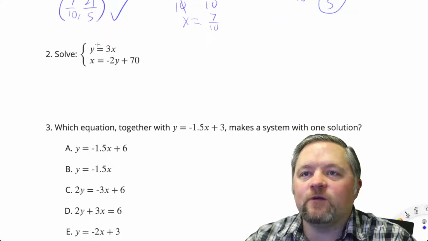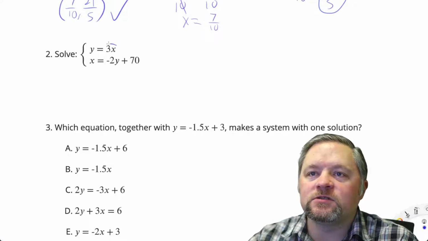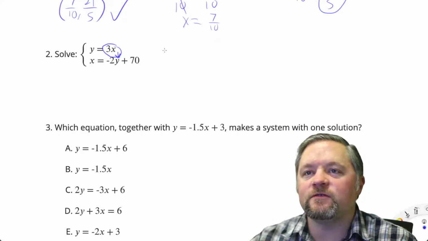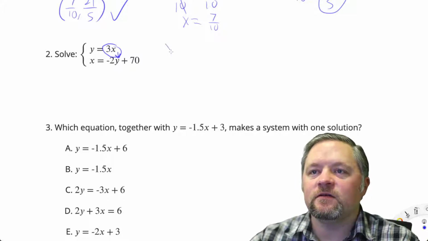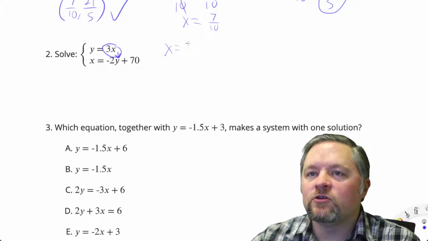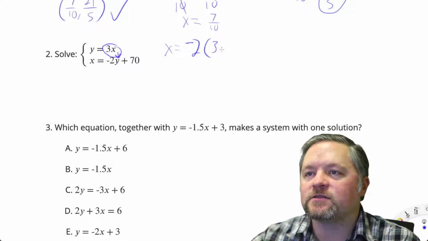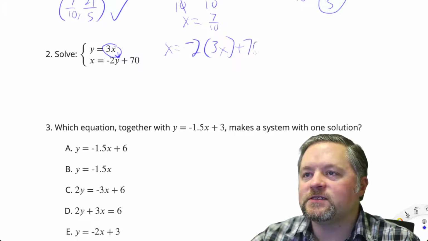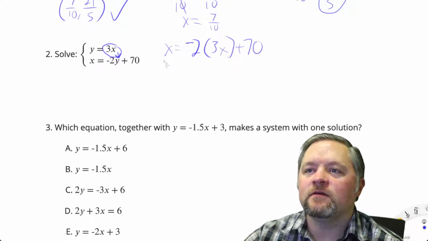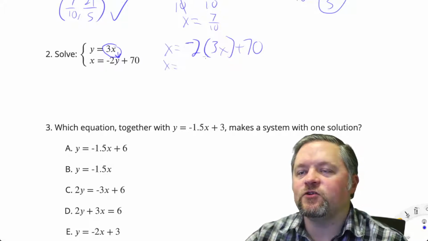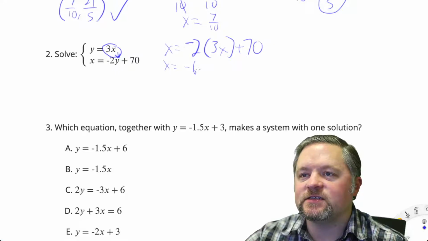Another solve the system. We know y equals 3x, so I'm going to substitute that into the y spot of the other equation. x equals negative 2 times y, which is 3x, plus 70. x equals negative 2 times 3x, which is negative 6x, plus 70.